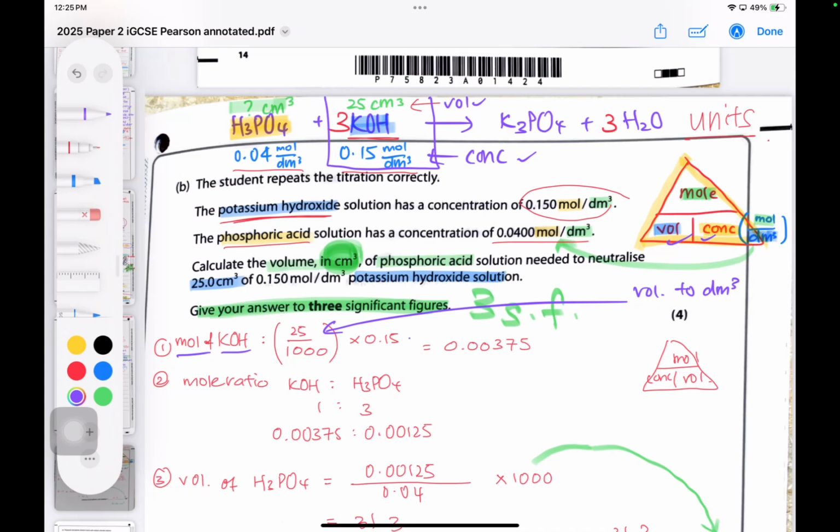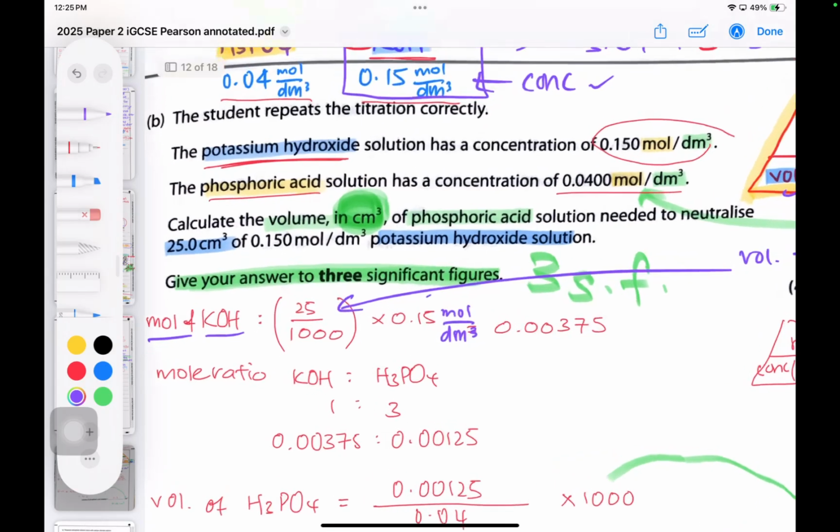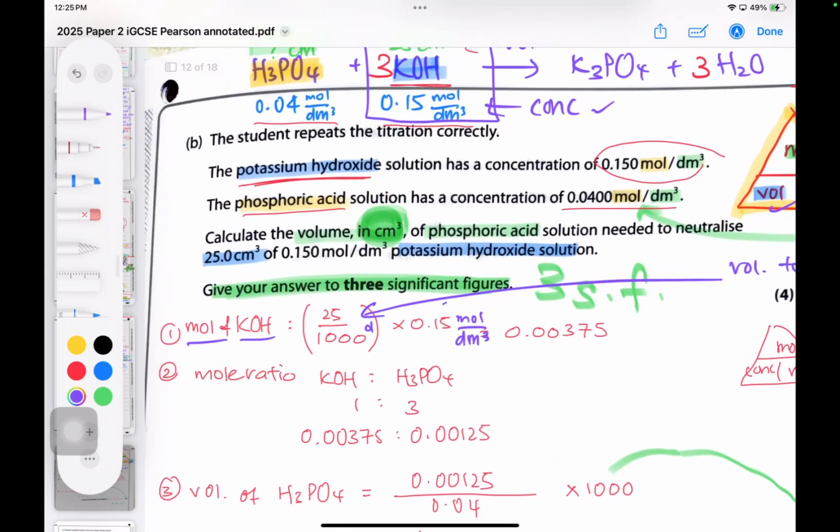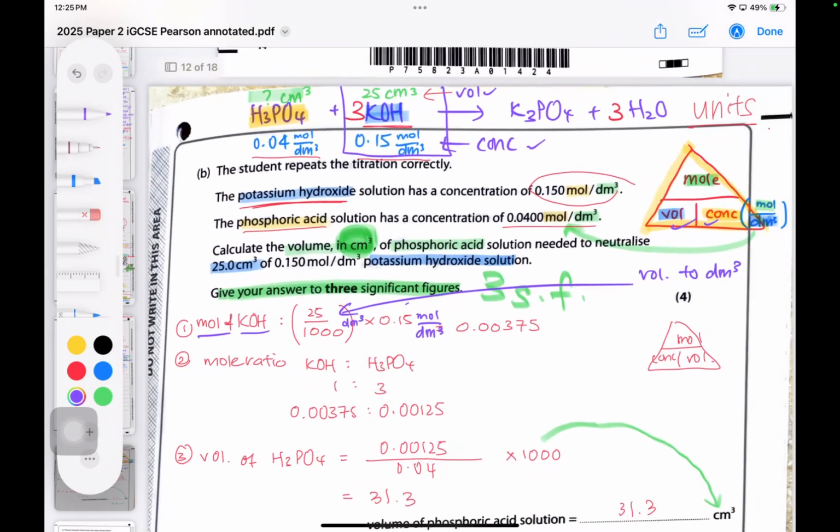Because this 0.15 is in, let me just rewrite the unit for you. It's in mole per dm cube, right? So what I want to do is convert that volume to dm cube first, so the units cancel off. By doing that and multiplying together, I would have 0.00375 mole of KOH. Okay, that's my first step.